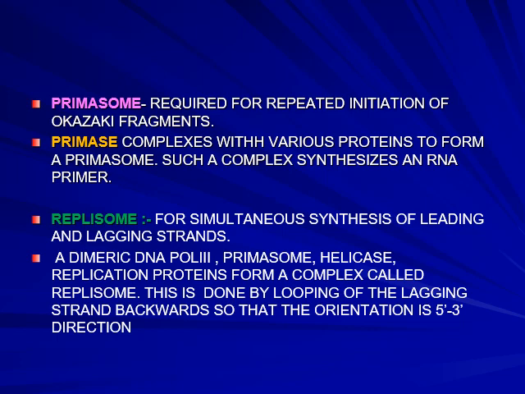Now, what is a replisome? For the simultaneous synthesis of leading and lagging strands, the replisome consists of the DNA polymerase 3, the primosome, helicases, and all the replication proteins that I mentioned. All of them form together a complex called the replisome. This is to produce both the leading and the lagging strands together. And I told you one of the models proposed for production of the lagging strand is a looping of the lagging strand backwards so that the orientation is in the 5 prime to 3 prime direction.